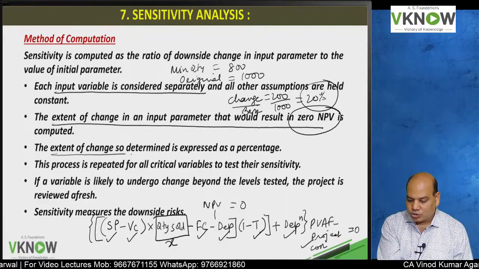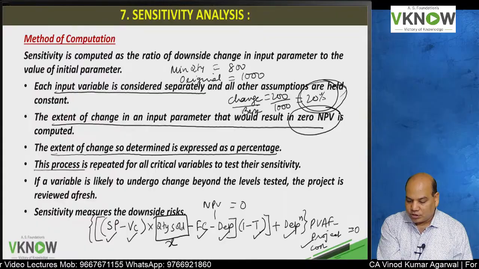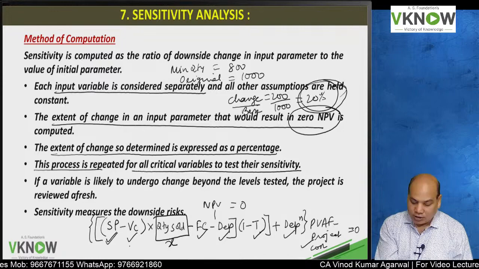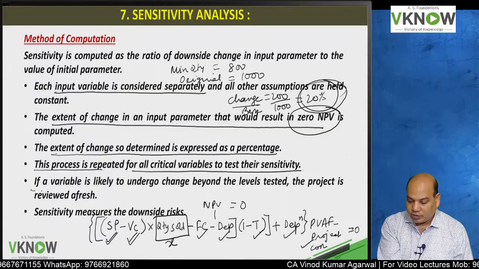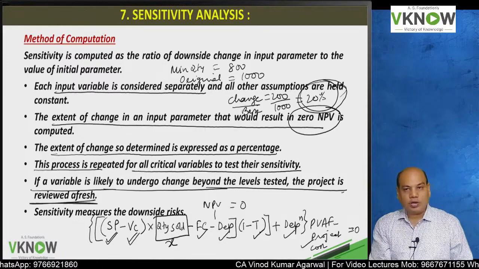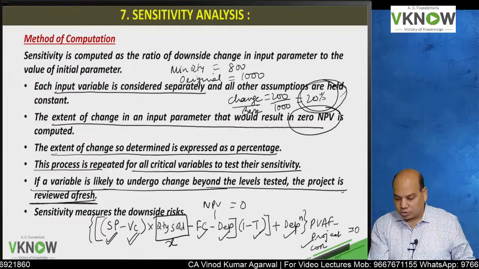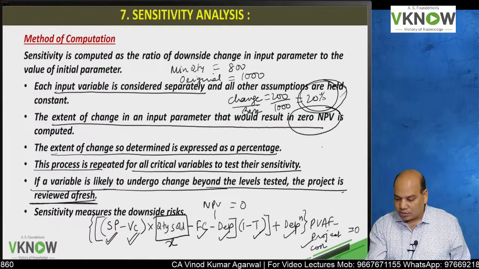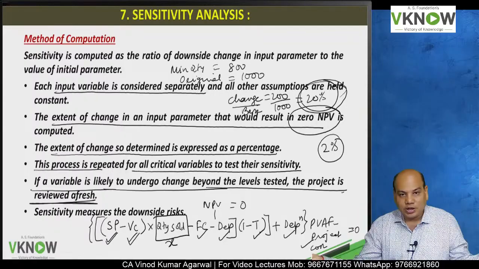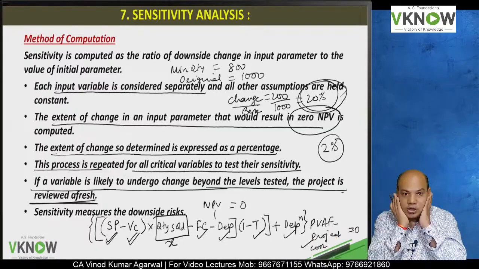The extent of change so determined is expressed as a percentage. The process is repeated for all critical variables. So if I want to test selling price, I can do that. If I want to test variable cost, I can do that. If a variable is likely to undergo change beyond the levels tested, the project is reviewed afresh. Which means, suppose my answer comes to only 2%, a 2% drop in sales quantity will result in 0 NPV, more than 2% will result in negative NPV. I have to sit down and think again.